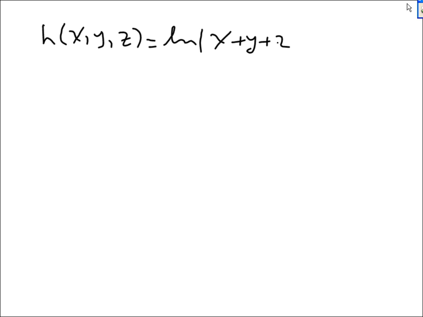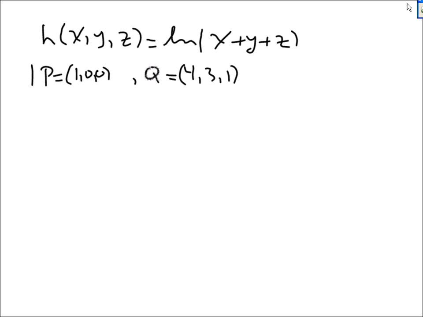Okay, so we're going to do another problem exactly the same type. You're given a function, and it's defined to be ln of, how about x plus y plus z? You have a point 1, 0, 0. And you want the derivative at that point, but in the direction of Q, where Q is 4, 3, 1.